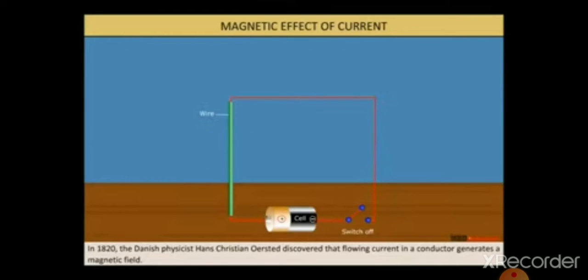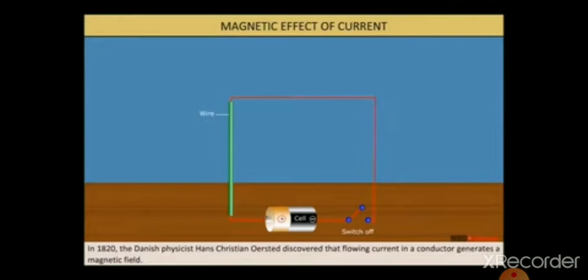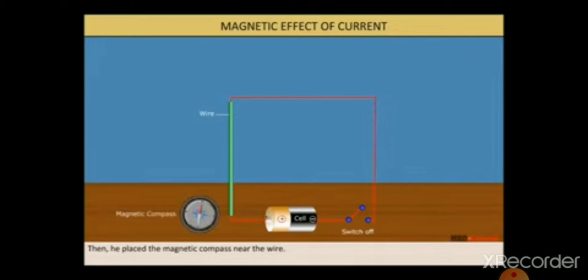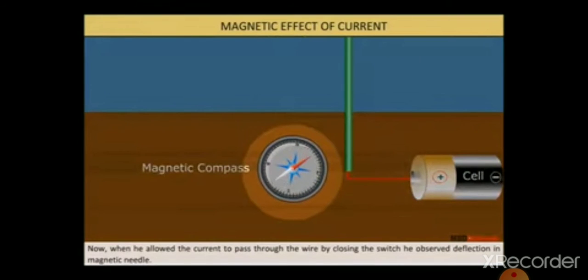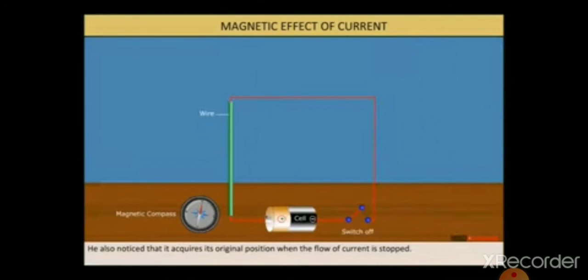Now in 1820, Hans Christian Ørsted discovered that flowing current in a conductor generates a magnetic field. And Ørsted demonstrated this by connecting the two ends of wire to a cell through a switch. And he placed the magnetic compass near the wire. When he allowed the current to pass through the wire by closing the switch, he observed deflection in the magnetic needle, as you can see here. And he also noticed that it acquired the original position when the flow of current stopped.